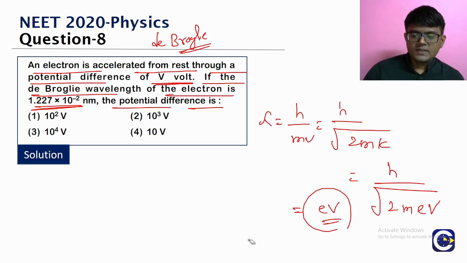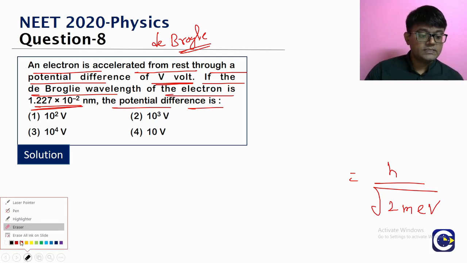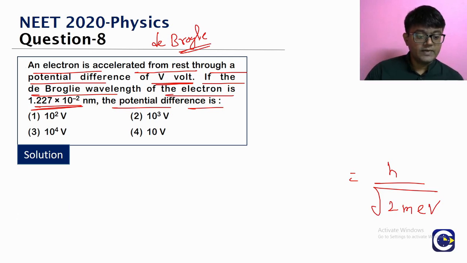Now, what is the charge of the electron? 1.6 into 10 power minus 19 coulombs. We know the mass of the electron: 9.1 into 10 power minus 31 kg. And h is also known to us. What is the h value? 6.626 into 10 power minus 34 joule second in terms of the SI unit value.